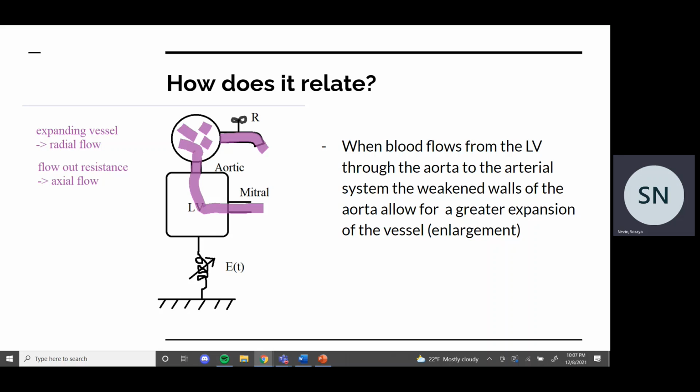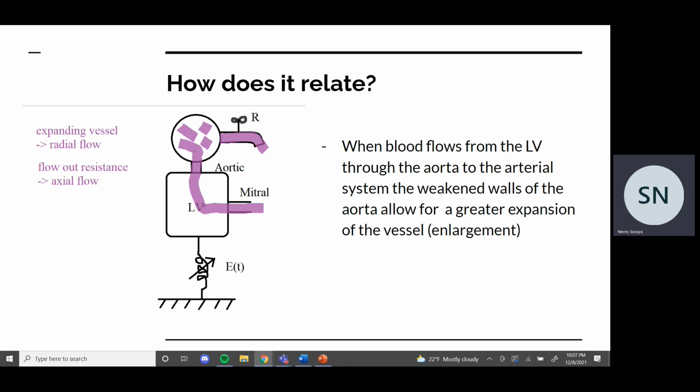How does this relate? Well, you can see on the left, as I discussed in my understand token, this is the mechanical representation of the Windkessel model. When blood flows from the left ventricle through the aorta into the arterial system, the stiff walls of the aorta, which is caused by Marfan syndrome, are a problem because stiffer walls means that the compliance has been reduced.